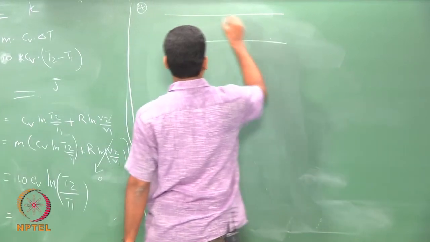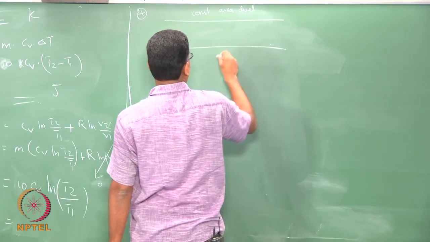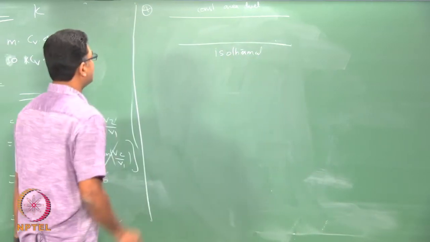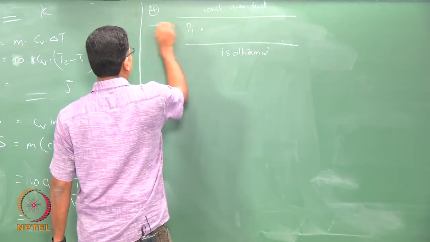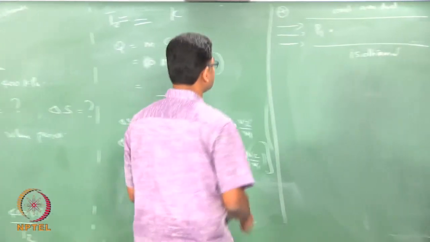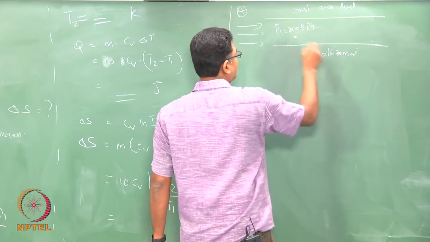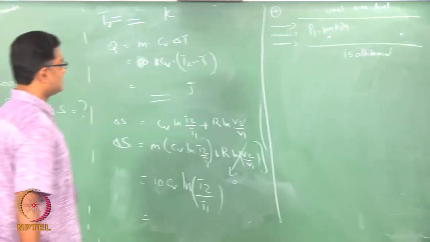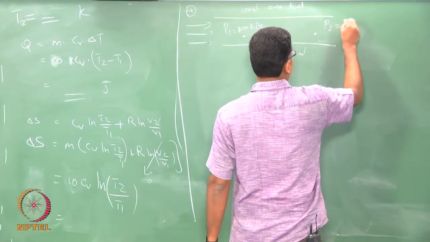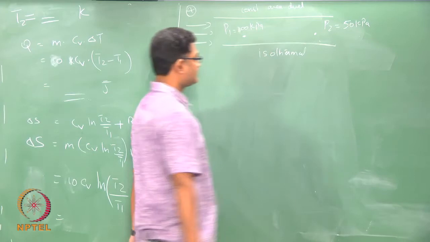I have a constant area duct, kept isothermally. So, I have fluid that is going in. The pressure at 1 is 200 kilopascal and the fluid goes to station 2 where the pressure is, let us say, 50 kilopascal. Okay.